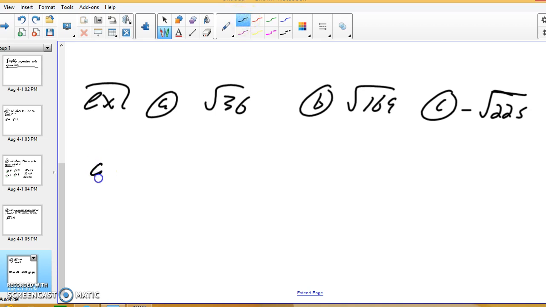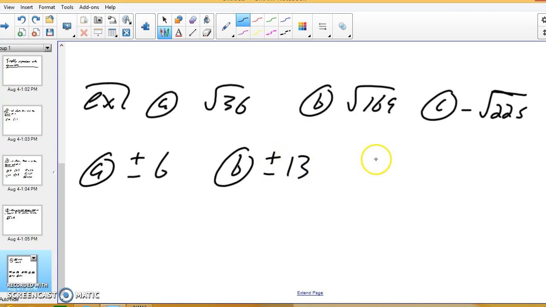Okay, so for A, the square root of 36, what times itself gives us 36? That would be positive and negative 6. B was the square root of 169. That would be positive and negative 13. And then C, we're asking for the negative square root of 225. That would just be negative 15.